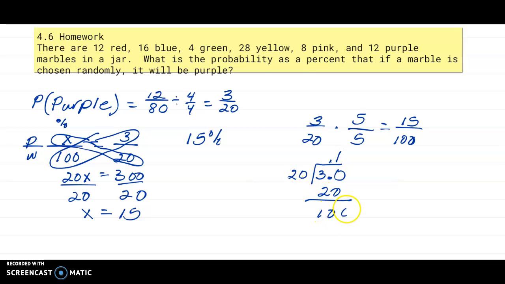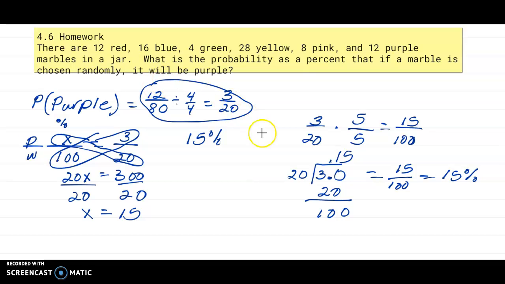20 does not go into 10, so I would add a 0. 20 goes into 100 5 times, so I get 0.15. And I know that 0.15 is equal to 15 hundredths, which is equal to 15%. So you could turn this 12/80ths or 3/20ths into a decimal in whatever way works best for you.